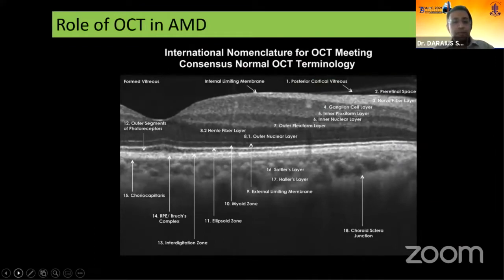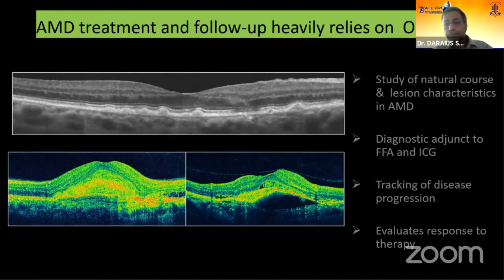OCT, of course, is extremely important. And I think this is probably the most commonly used imaging modality now by everyone. So how does it help us? It helps us to study the natural course and lesion characteristic. It's a diagnostic adjunct. It helps to track the disease progression and the response to therapy.